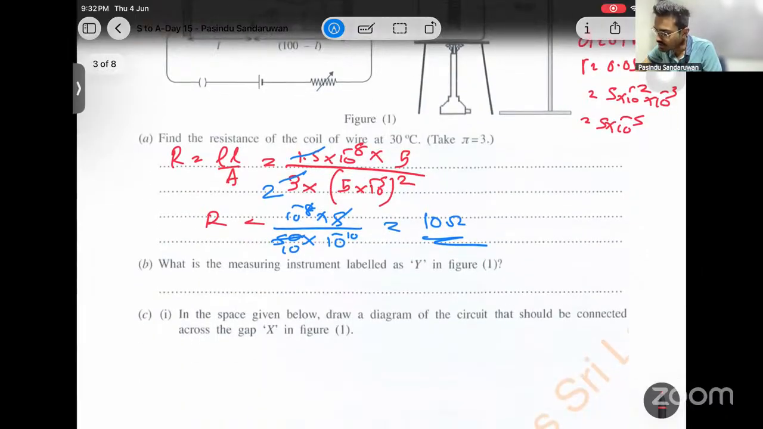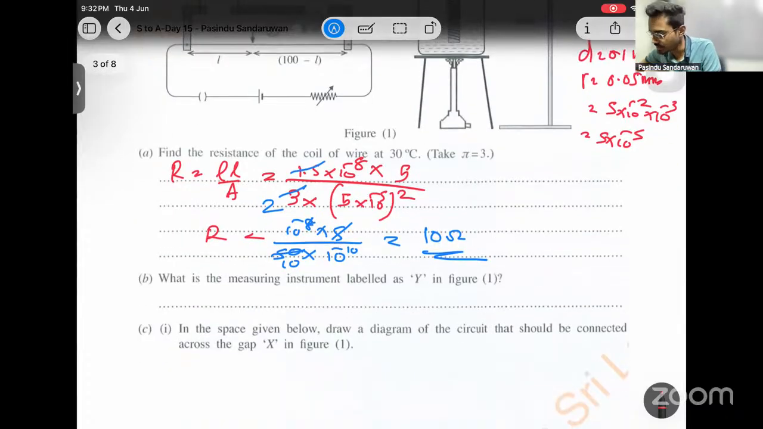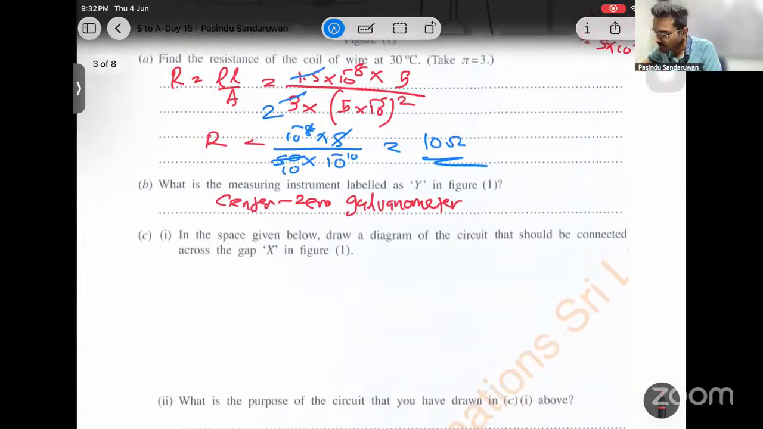B. What is the measuring instrument labeled as Y in the figure? Y, right? Meter bridge again. In a meter bridge, beside the slider key, we are connecting a center zero galvanometer. No marks are given for just galvanometer. It's a must to write center zero galvanometer. Center zero galvanometer. Right?